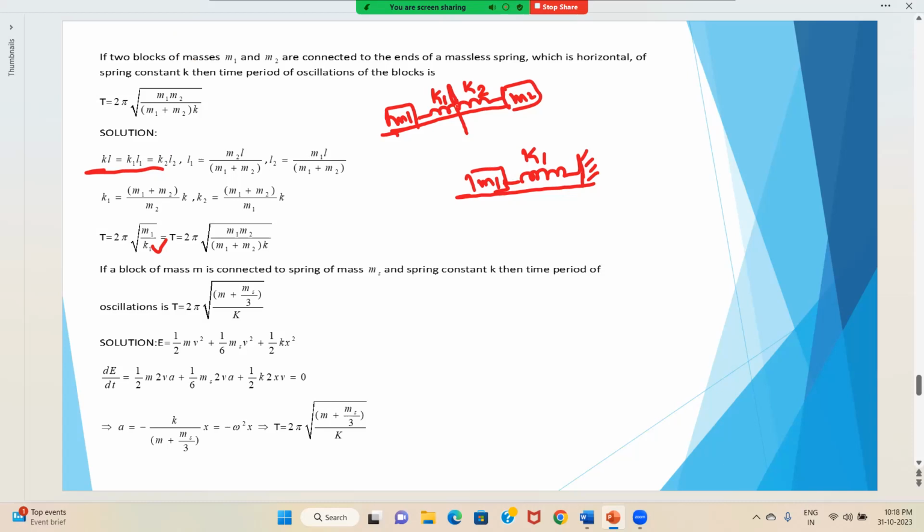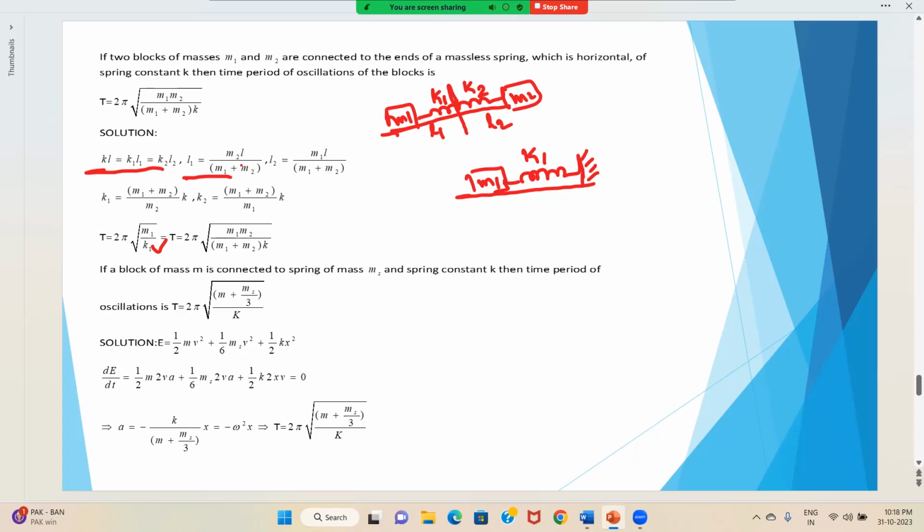Suppose the distance of M1 from the center of mass is L1, and the distance of M2 from the center of mass is L2. Take the length of the spring as L. Then from the center of mass, we can say L1 equal to M2 L by (M1 plus M2), and L2 equal to M1 L by (M1 plus M2). So this is what we have learned in center of mass, right?